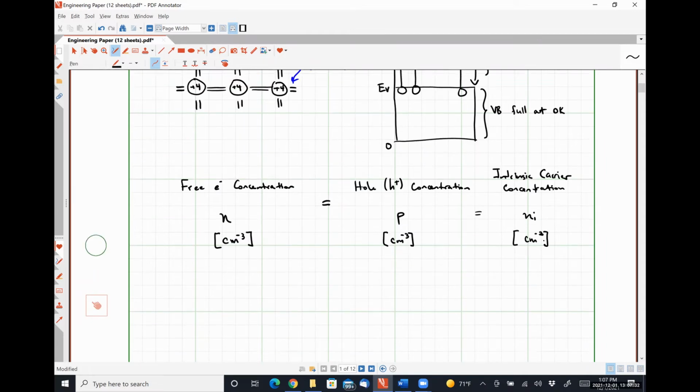So mathematically, the intrinsic carrier concentration Ni is equal to B times T to the 3/2 multiplied by the exponential function acting on negative Eg, which is the band gap, divided by twice kBT.